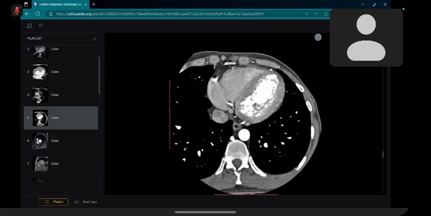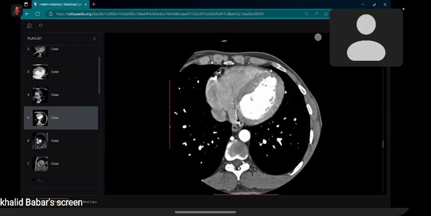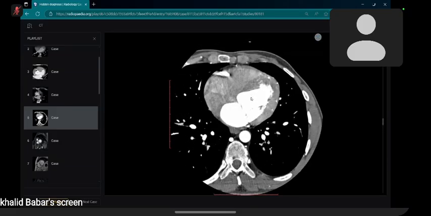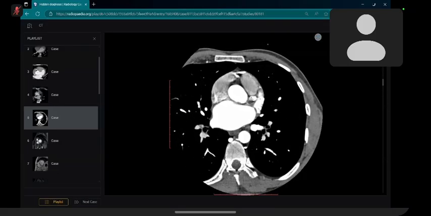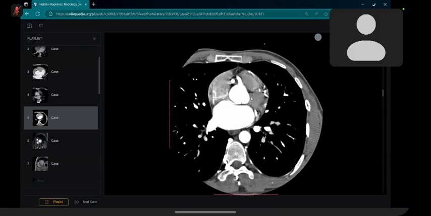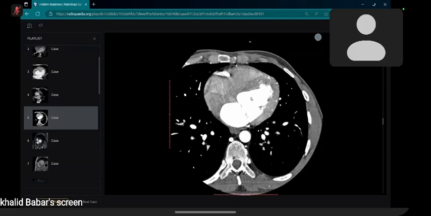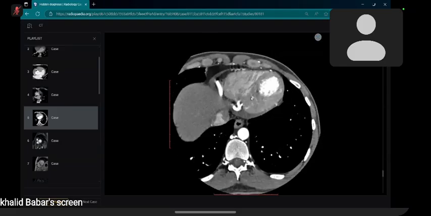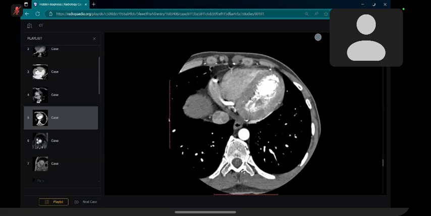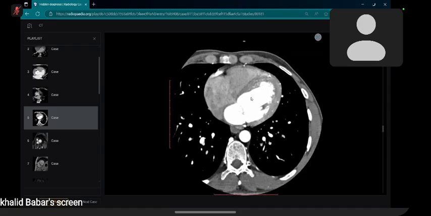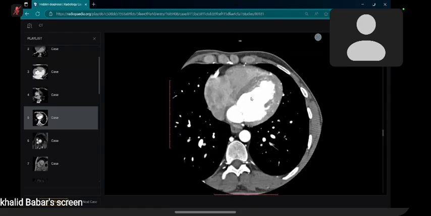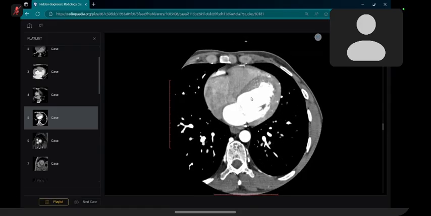The left coronary artery divides into the left anterior descending and the left circumflex. The left anterior descending supplies most of the left ventricle and reaches till the inferior portion of the left ventricle, and also the anterior aspect of the septum. The posterior aspect of the septum is supplied by the right coronary artery. And the left circumflex mostly gives the marginal branches, which supply the left side of the heart.